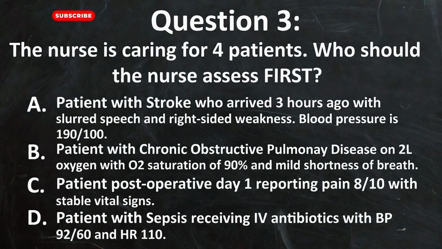The nurse is caring for 4 patients. Who should the nurse assess first? A. Patient with stroke who arrived 3 hours ago with slurred speech and right-sided weakness. Blood pressure is 190/100.